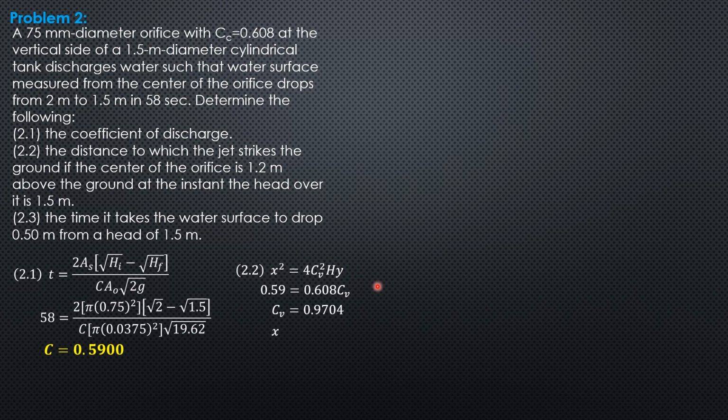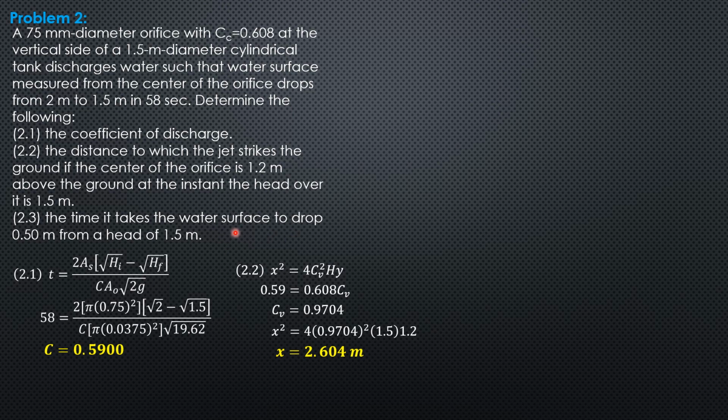Then substitute here, X squared equals 4 times 0.9704 squared, head is 1.5, and Y is 1.2 above the ground. Solving for X, X is 2.604 meters, so the jet strikes horizontally 2.604 meters from the orifice. Then the time it takes the water surface to drop 0.5 meter from a head of 1.5.